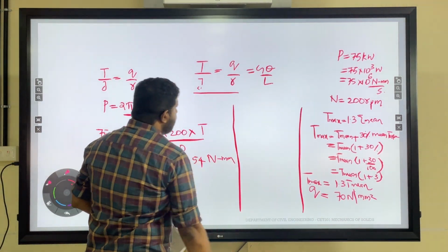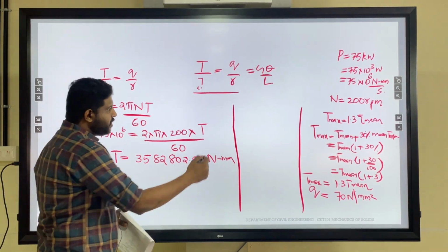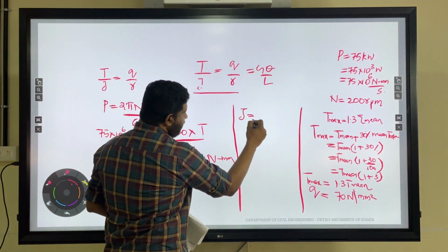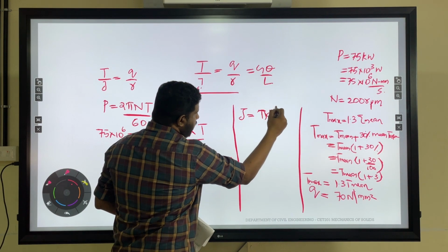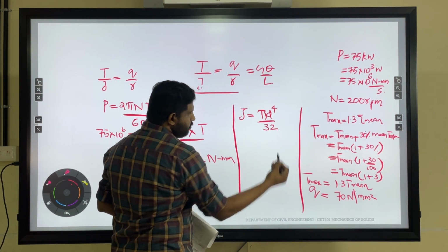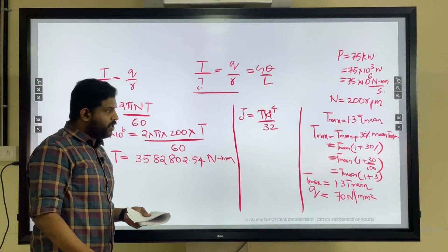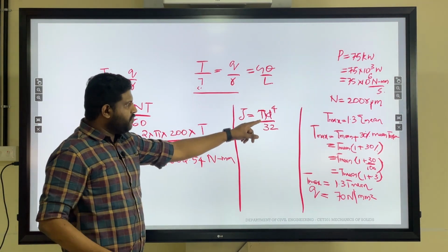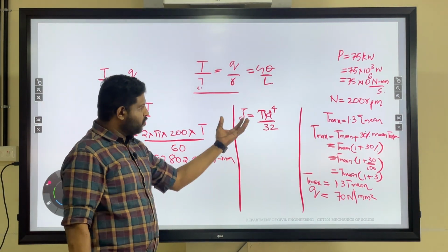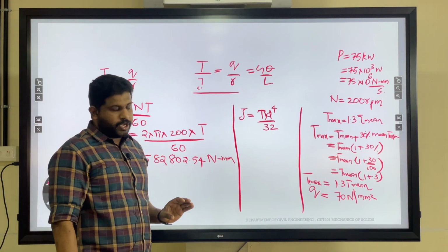J is the polar moment of inertia. For a circular section, the value of J is given by the equation pi d raised to 4 by 32, where d is the diameter of the shaft. But the thing is, we have to calculate the diameter of the shaft. So here you maintain it as d itself.